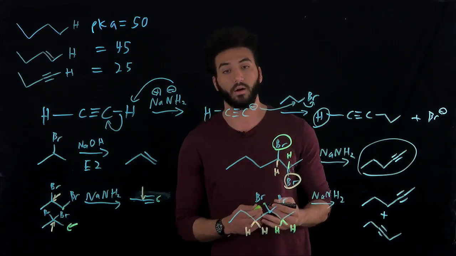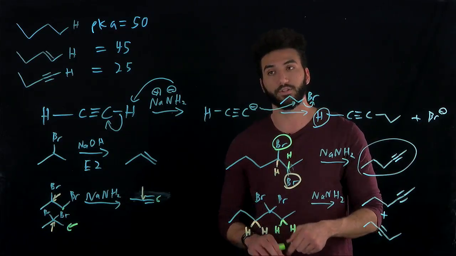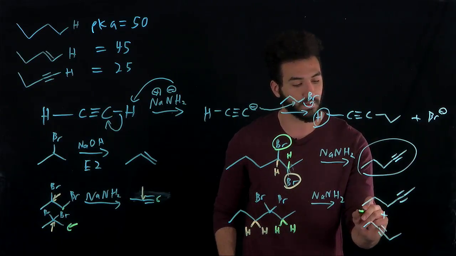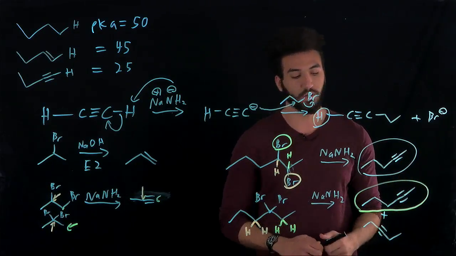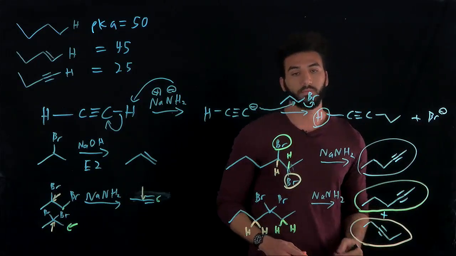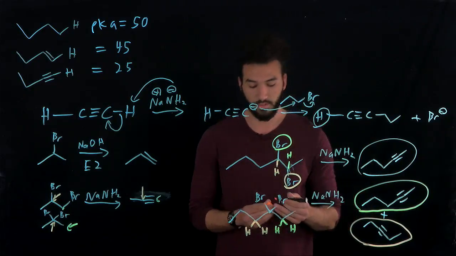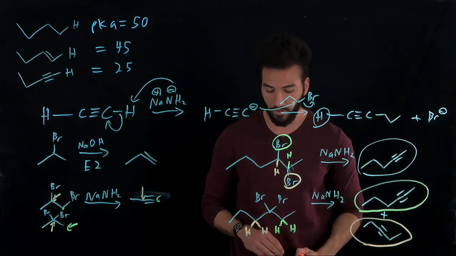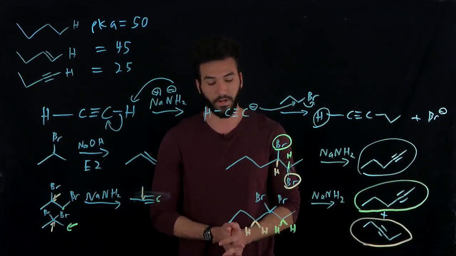And this is where we get our different products. If we pull off the green hydrogens, we're going to get this product. And if we pull off the orange hydrogens, we're going to get this product. Again, this isn't the product we wanted. This was the product we wanted. So keep that in mind when you're preparing alkynes. And that's it for alkyne reactions. Thank you.